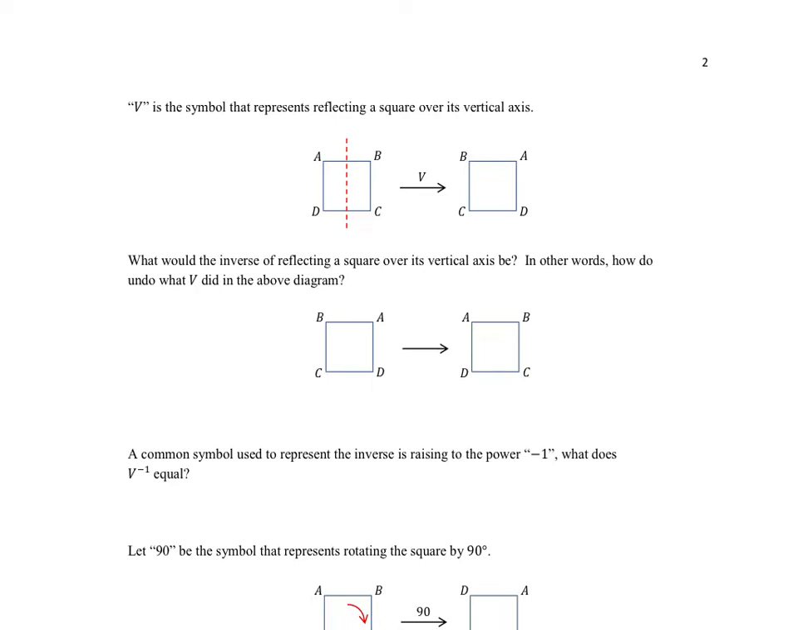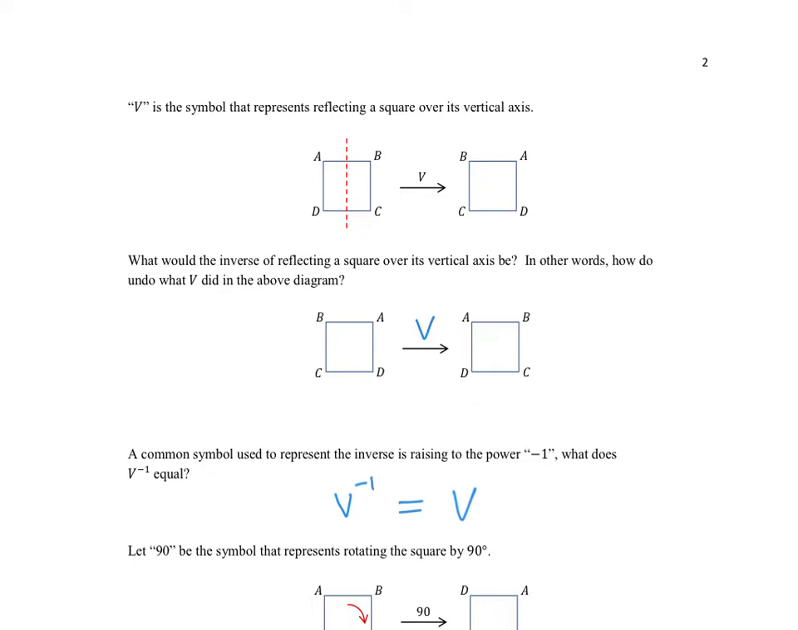So it turns out if we look closely, what we want to do is perform another V to bring us back to where we started. What gets flipped on the right gets flipped back to the left. So a common symbol to represent what we're doing is to invert it with a power of -1. So undoing V is represented by V raised to the power -1. And in this case, that would equal V itself. To undo V, you just do V again.